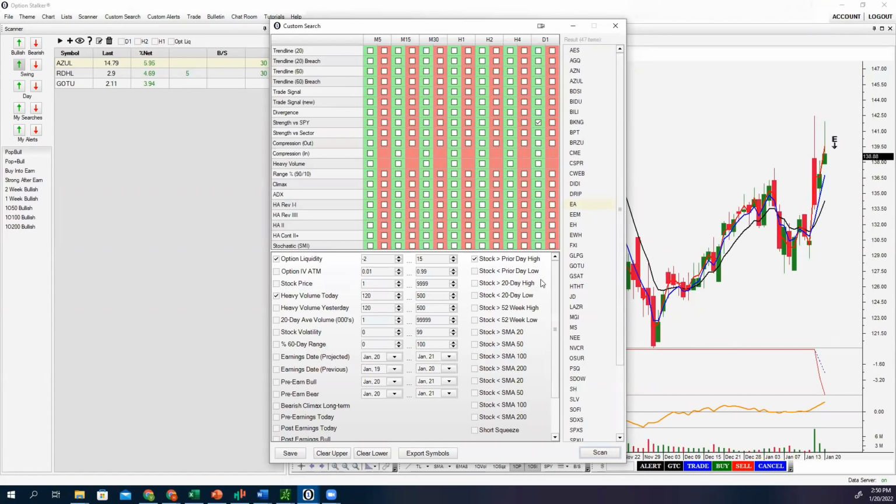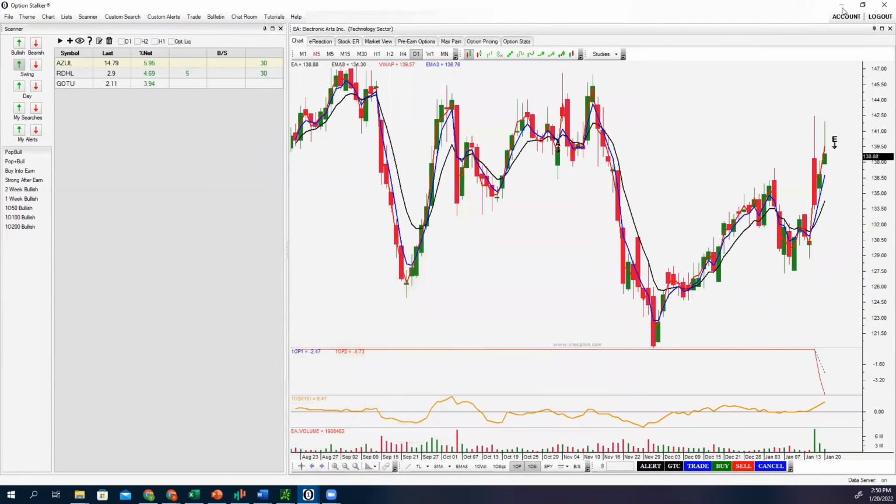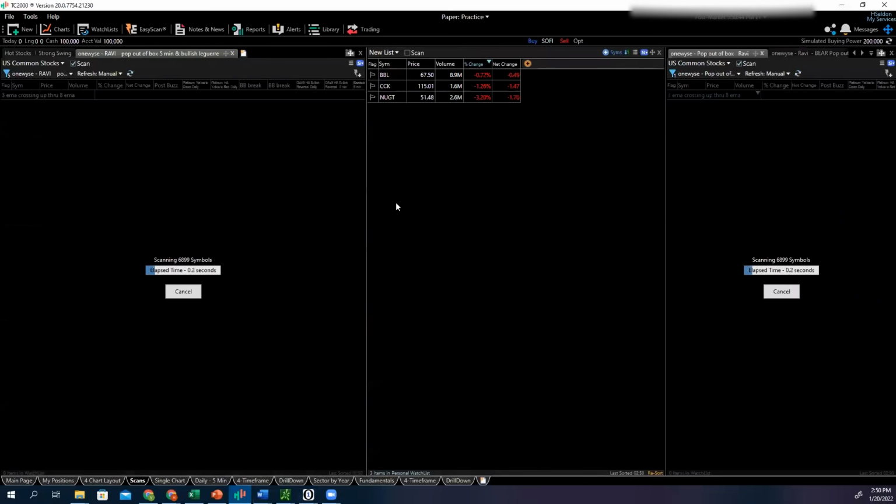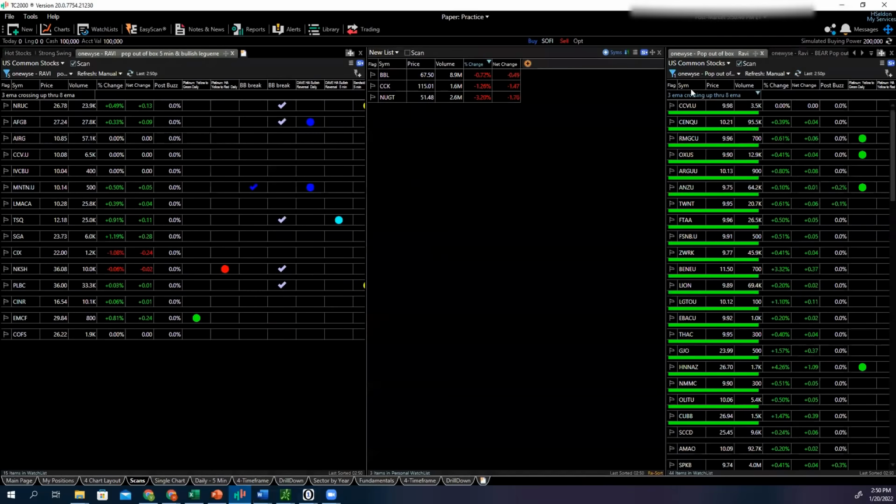Right. So there are scans that you do at the moment, like this one here. And then there are scans that are constantly running throughout the day. So this has a good scanner in it, in my opinion. TC2000 allows you to build great scans right here. You can build a lot of them.